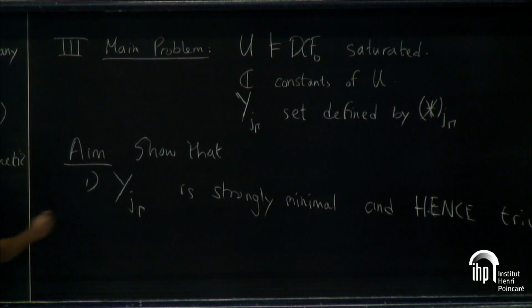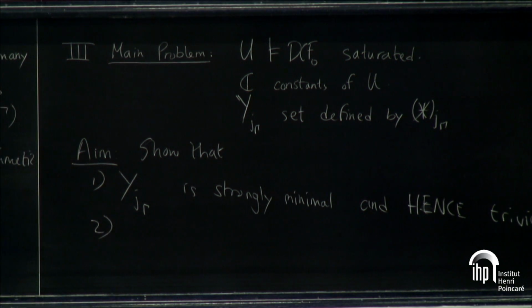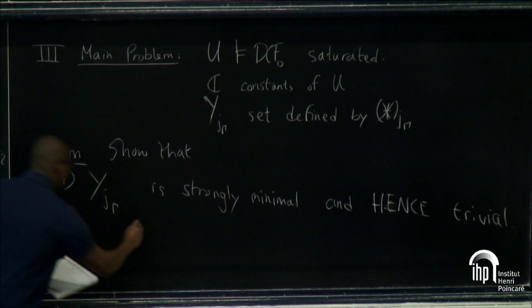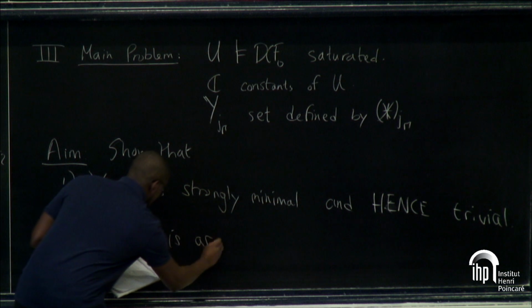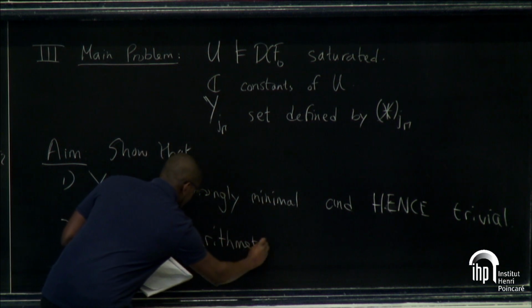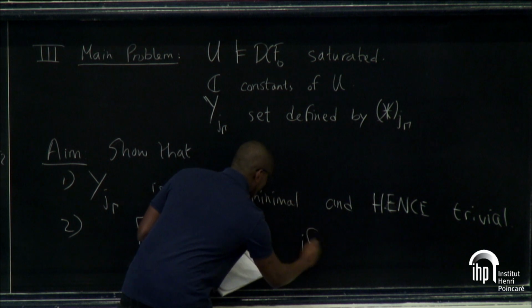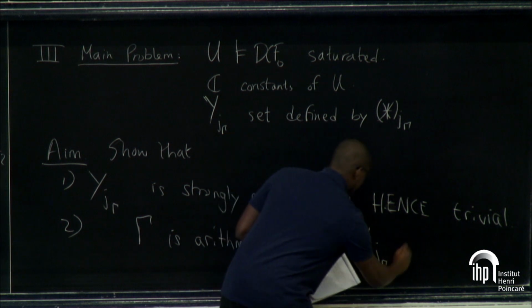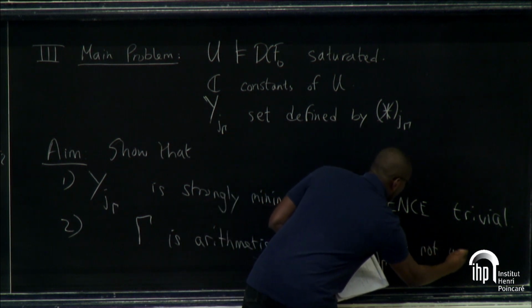And secondly, show that, as I mentioned already, non-omega categoricity is only obstructed by arithmeticity of a group. So gamma is arithmetic if and only if it is not omega categorical.